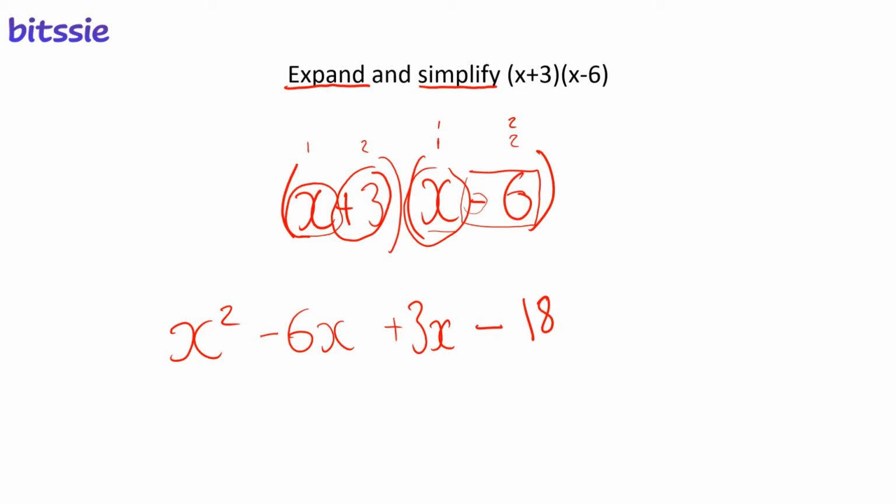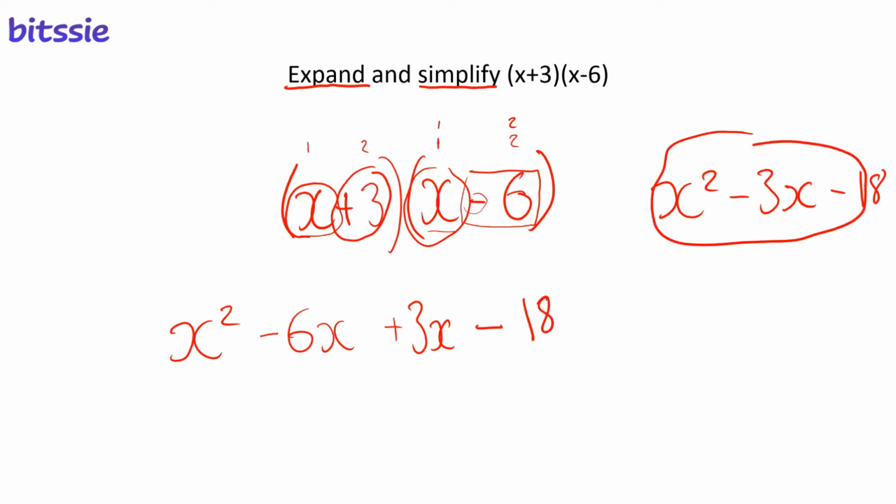So to simplify, all we need to do is collect like terms. So x squared can stay the same. Minus 6x plus 3x can be simplified down to minus 3x. And then we throw on the minus 18 at the end. So there's our answer.